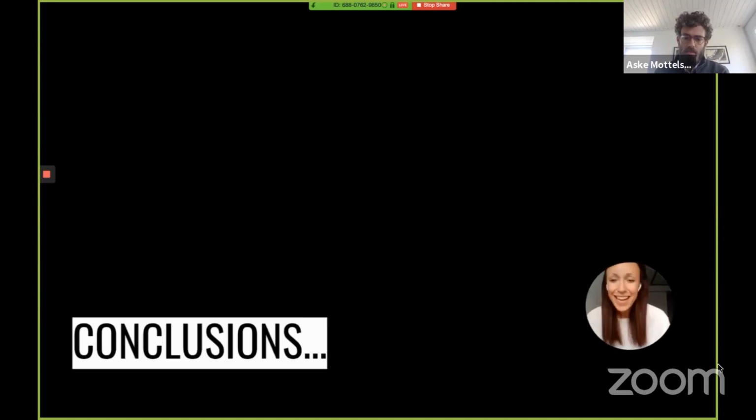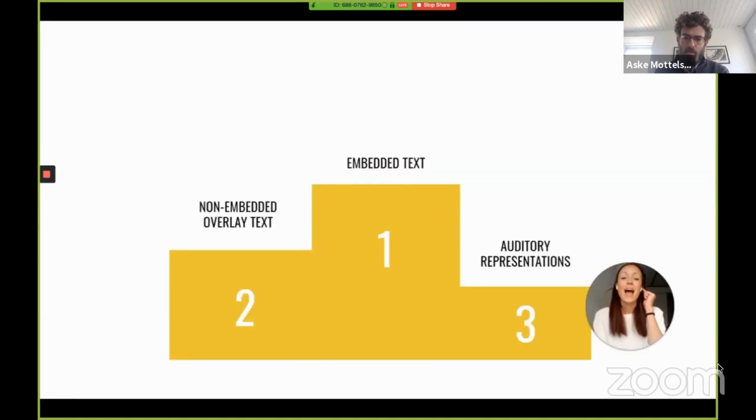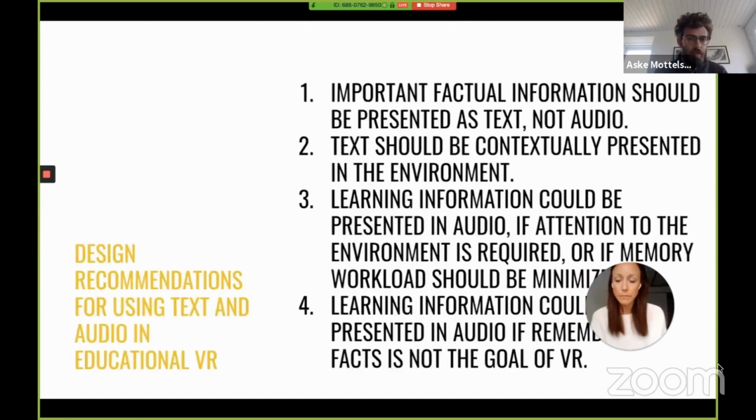So our conclusions, very quickly. From learning efficacy, if we had to summarize which representation is the best, we saw that embedded text outperformed both of the conditions, and auditory representation formats were performing the worst in terms of learning efficacy.